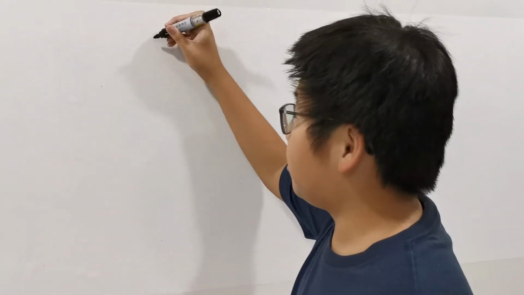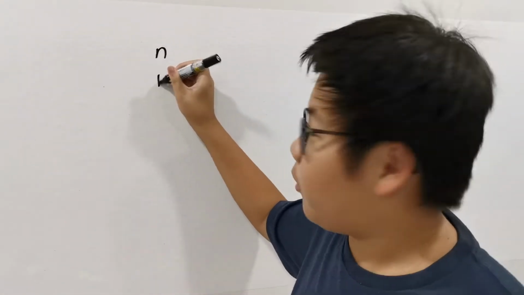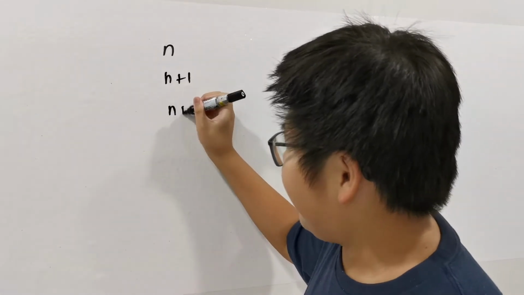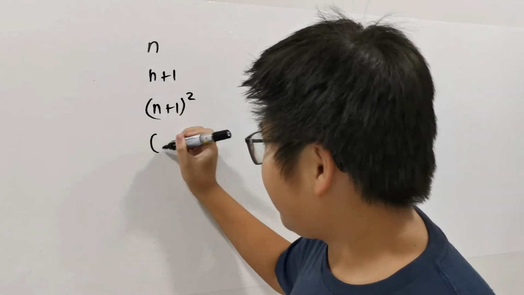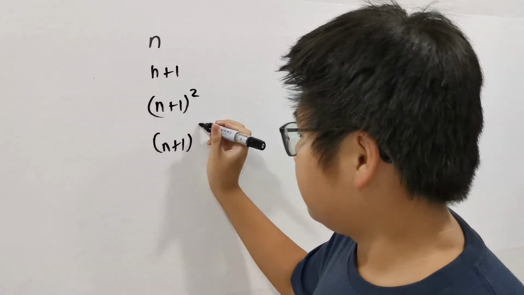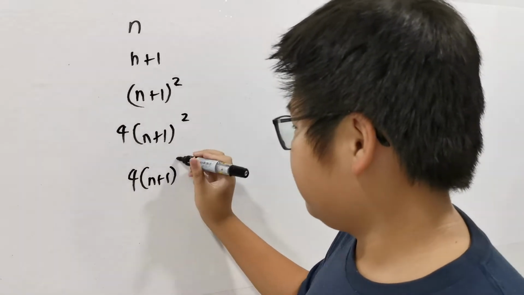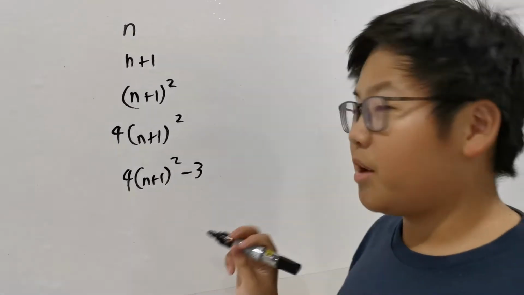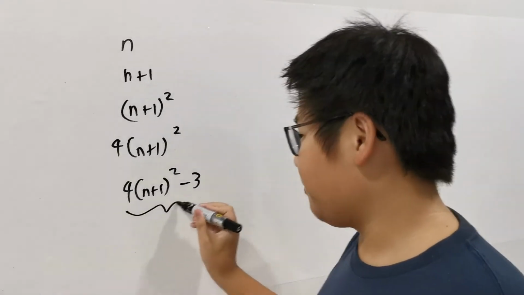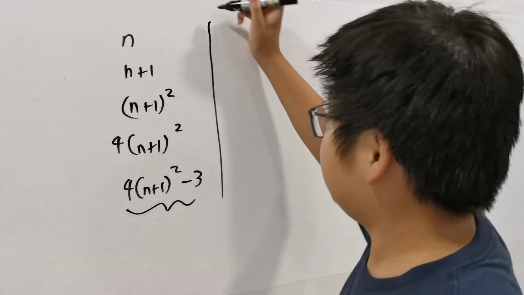Today we will answer question 1A of MAT Oxford 2015. Think of a number, let's call it n, add 1, squared, multiplied by 4, subtract 3. We need to find properties about this number regardless of any starting number.